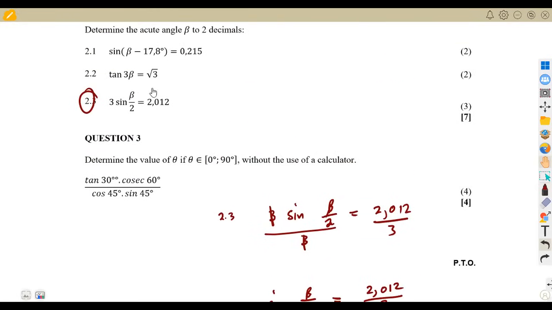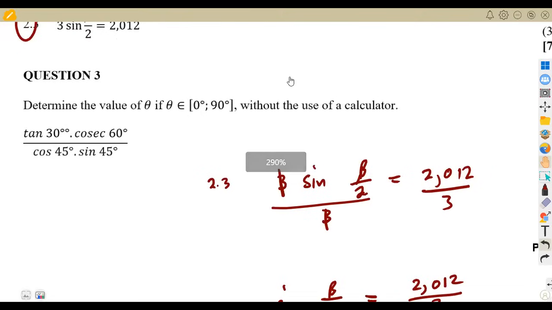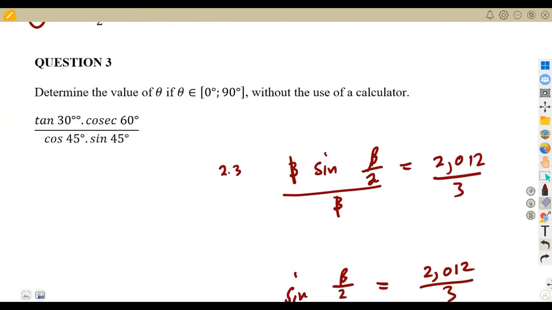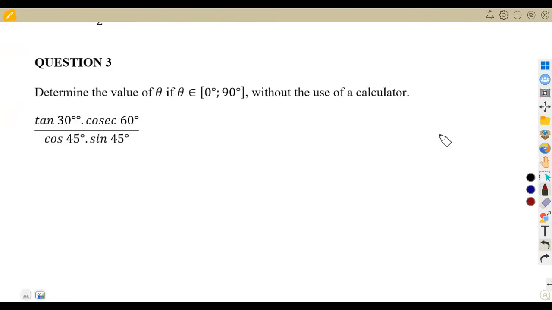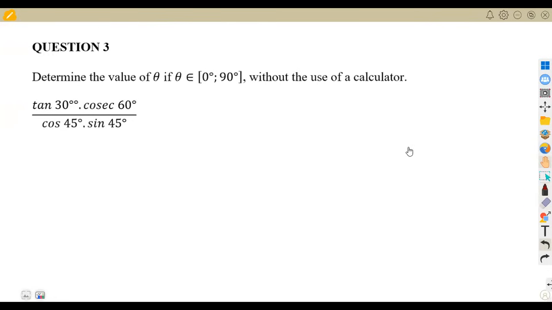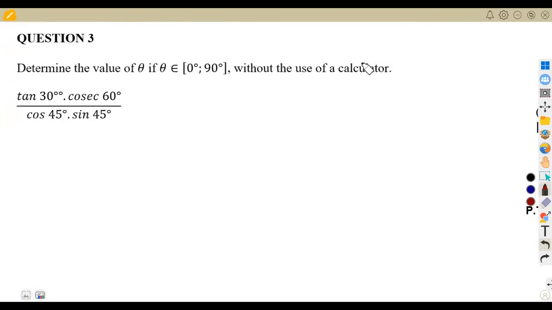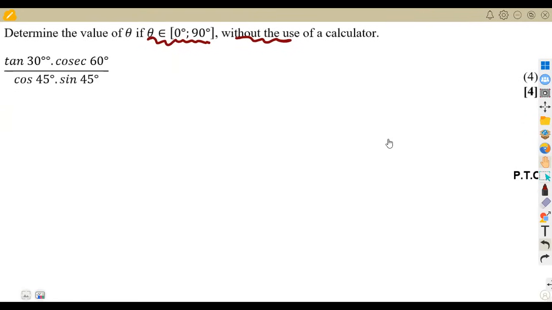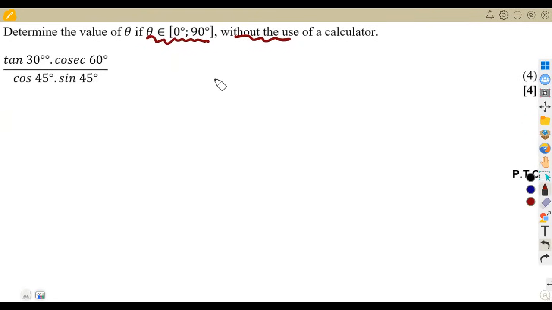Let us check question number 3, which is 4 marks on this part. We're given to determine this, 4 marks for that. All right, without the use of a calculator. So there we are told not to use a calculator. The theta is an angle from 0 to 90 degrees. So on a condition like this, all you need here is to work with your special angles. Remember, from those we've got tan 30, cosec, cos, and this. So there we just need our special angles.